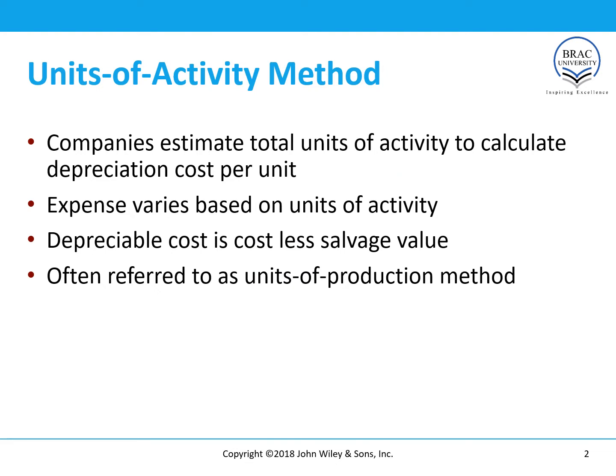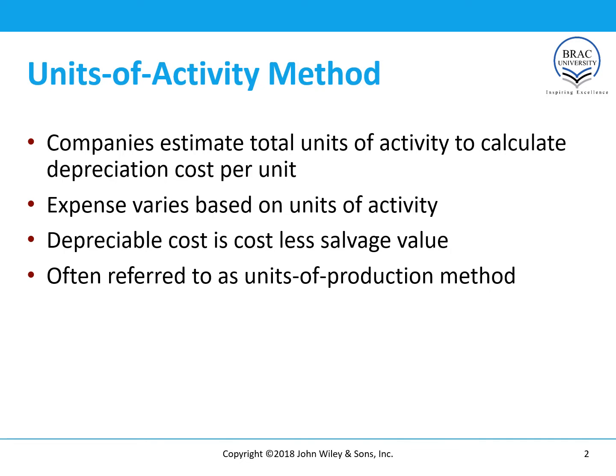Units of activity method is another way of calculating depreciation expense of a plant asset, and here we again need the same three pieces of information: the cost of the plant asset, the useful life of the plant asset, and the salvage value of the plant asset. However, in the case of units of activity method, the useful life is expressed in terms of total units of production or use expected from the asset rather than the time period. So units of activity method is more suitable for factory machineries, and it is not suitable for buildings or furnitures which cannot be expressed in units of activity.